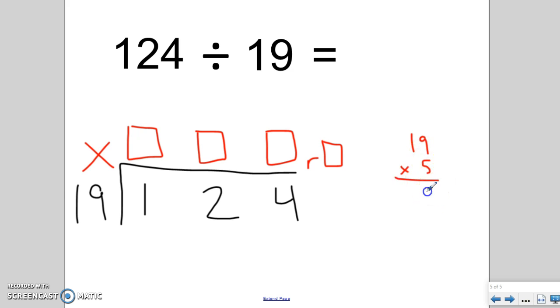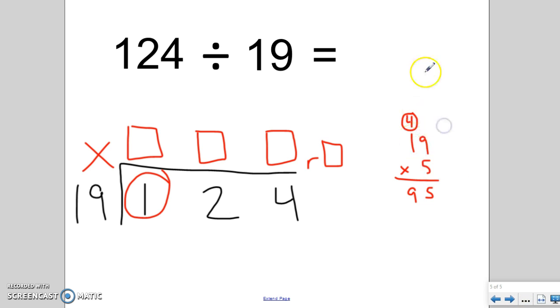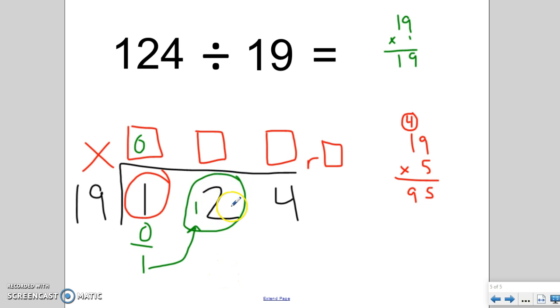5 times 9 is 45, and 5 times 1 is 5, plus 4 is 9. Okay, that's going to be very helpful for later. Let's go ahead and get started. 19 times what gets me closest to 1? Well, we've kind of figured out along the way that if I have 19 times 1, it's already a 2-digit number of 19. It's going to be 0. So that's going to land me at 0, and I'm 1 away. That's my leftover. I'm going to go ahead and throw it up here for a new target of 12.